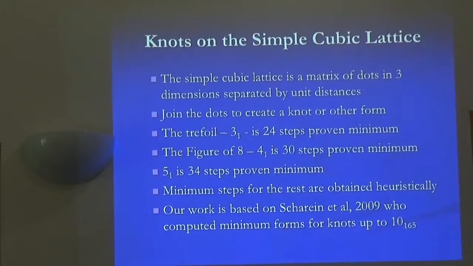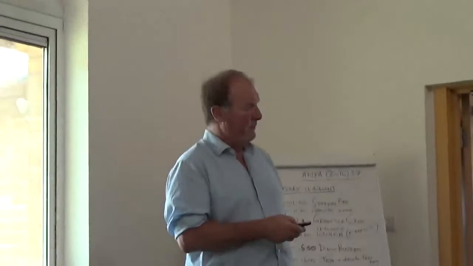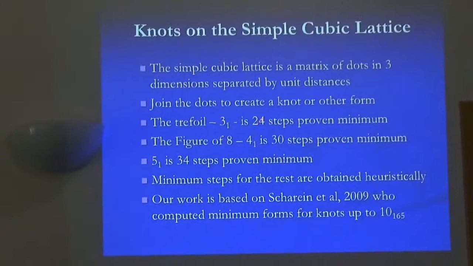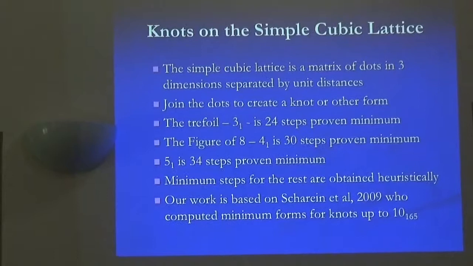Steps are the unit distances. So if you have some kiddies' bricks, square blocks, you need 24 blocks and some glue to make the trefoil. You'd need 30 blocks to make the figure-eight, and so on. So minimum steps for the rest are obtained heuristically.